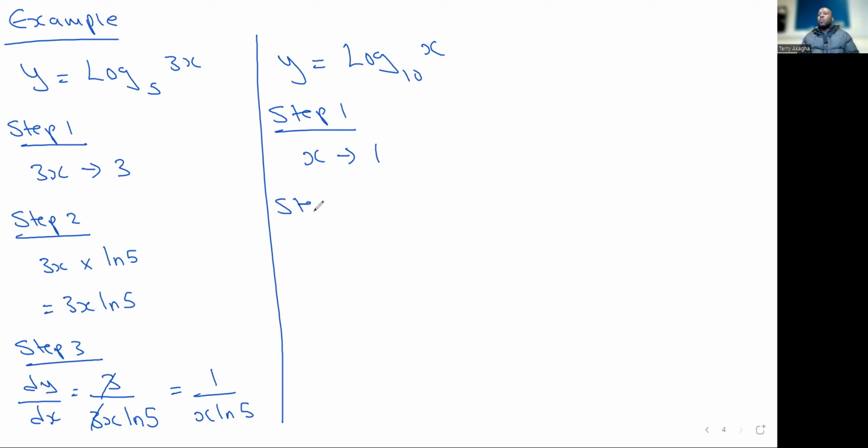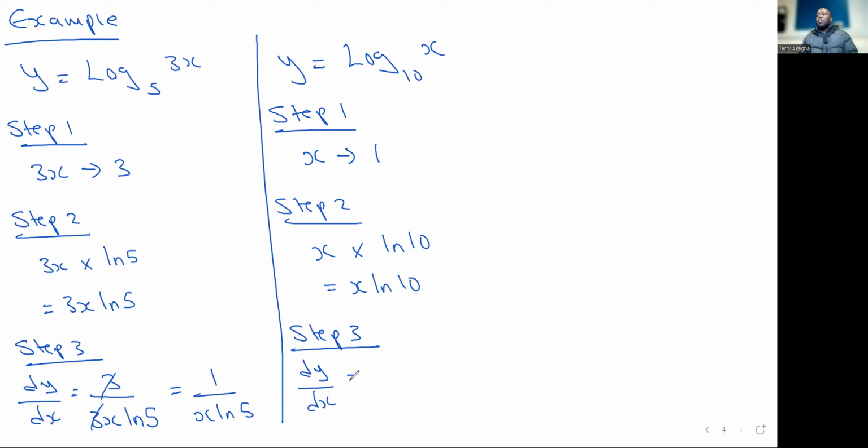Step 2, you multiply the original one, x, by what? ln 10, and that will give you x ln 10. Are you seeing it? Step 3, it should now be dy over dx. It's going to be the answer you get there, 1 over x ln 10. So 1 divided by x ln 10. And that is that. Okay, so let me pick one more.